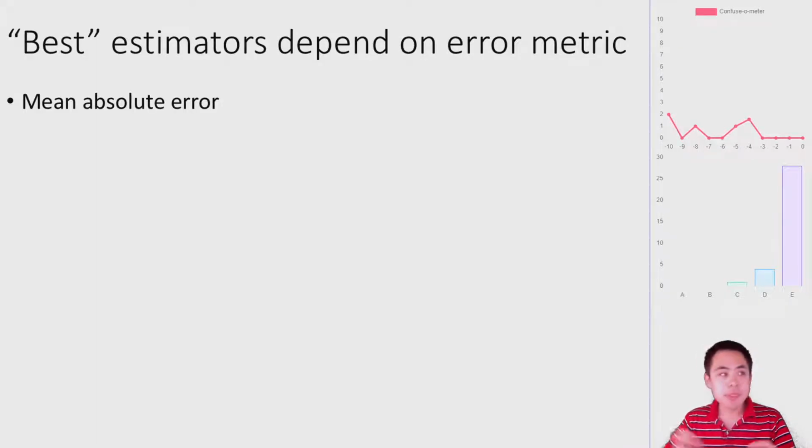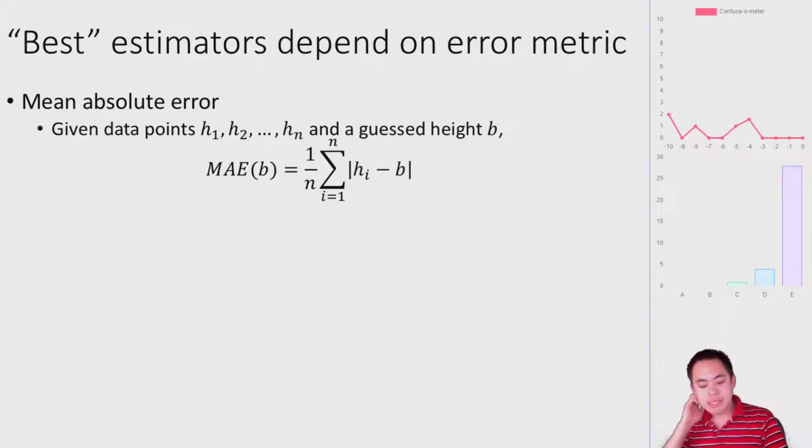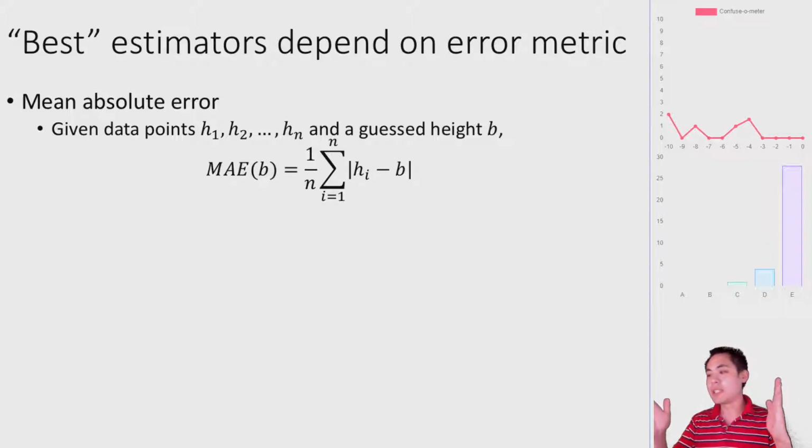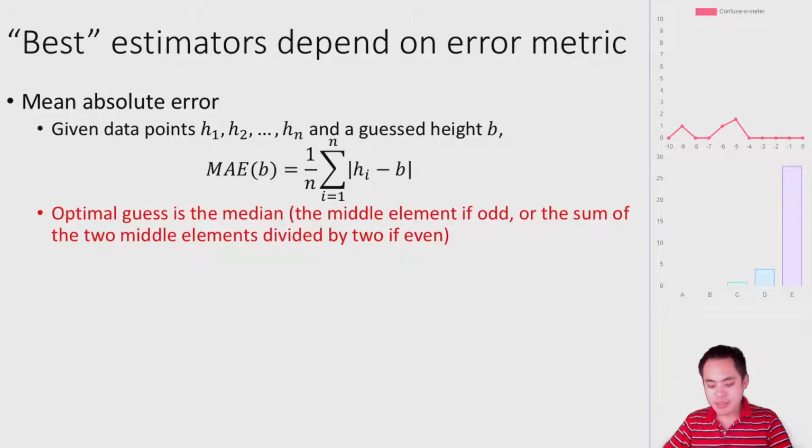So for mean absolute error, which is more precisely, given a bunch of data points and a guessed height b, the mean absolute error is just taking 1 over n times the sum of the absolute value of the difference between the data point and the guessed height. And it turns out that for this, the optimal guess is the median. So it's the middle element if the count is odd, or the sum of the two middle elements divided by 2 if it's even.